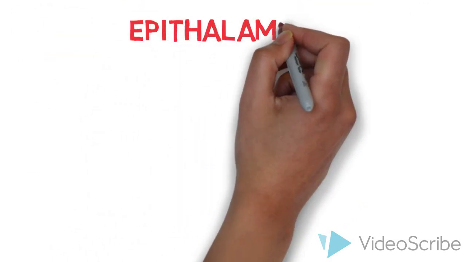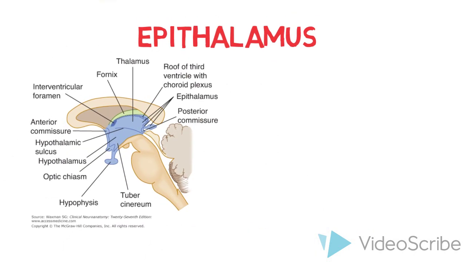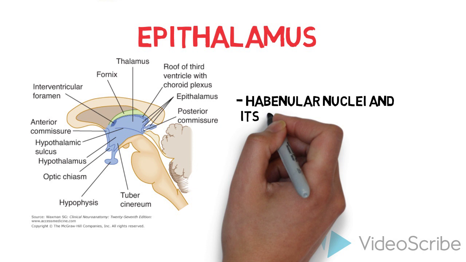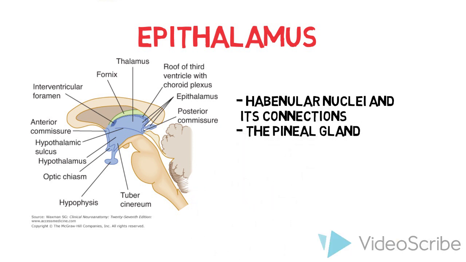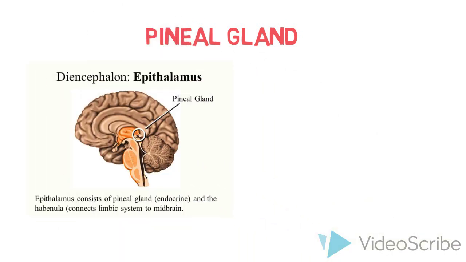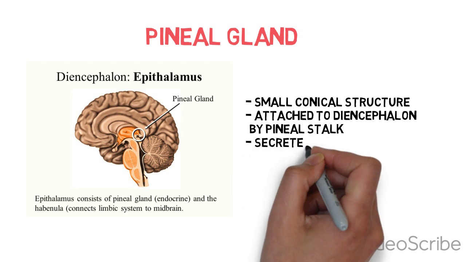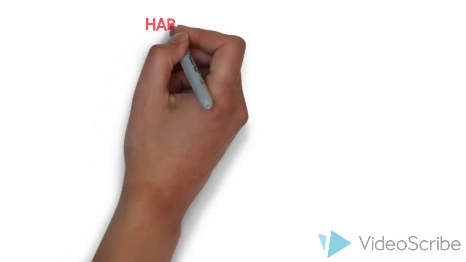Going on to the parts of the diencephalon, after the thalamus, we have the epithalamus. The epithalamus consists of the habenula nuclei and their connections in the pineal gland. The pineal gland is a small conical structure that is attached by the pineal stalk to the diencephalon. Its endocrine function is to secrete melatonin.